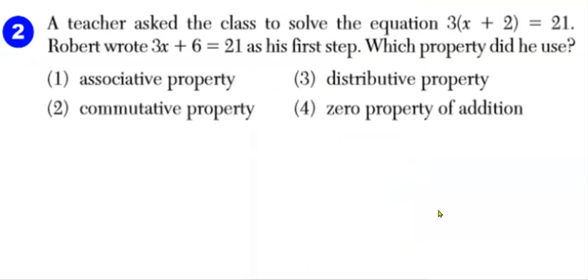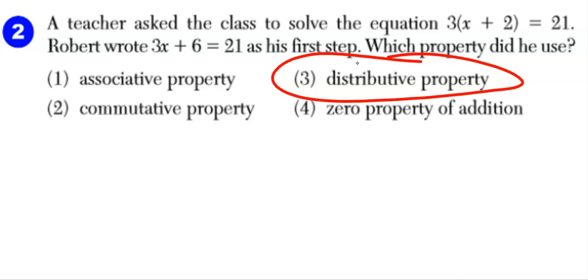Question number 2 is a properties question, which asks you to indicate how the left side changed from 3 times the quantity x plus 2 into the expression 3x plus 6. The only way to remove parentheses is by distributing, so this must be an example of the distributive property.